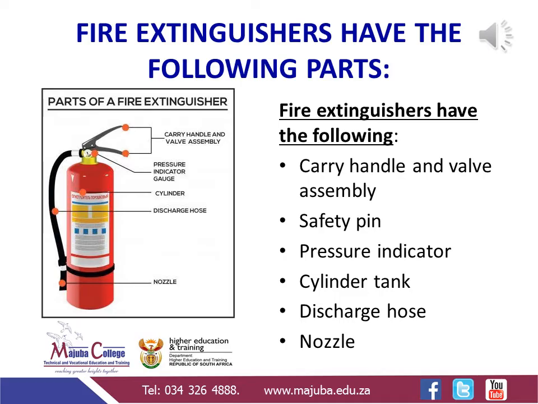Students, we will now look at the parts of a fire extinguisher. As you see in the picture on your screen, we have the carry handle and valve assembly, we have the safety pin, we have the pressure indicator, we have the cylinder tank, we have the discharge hose, and lastly, we have the nozzle. The parts of the fire extinguisher are explained in your handout notes.